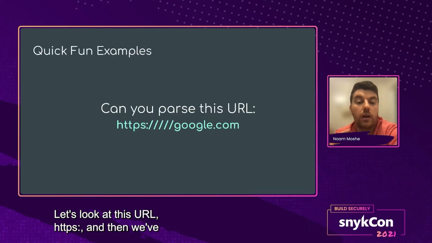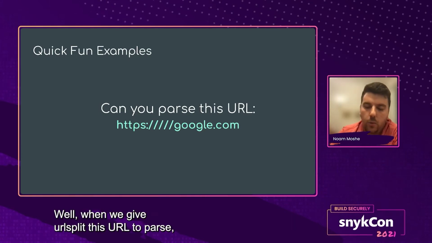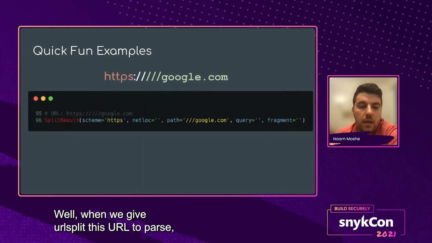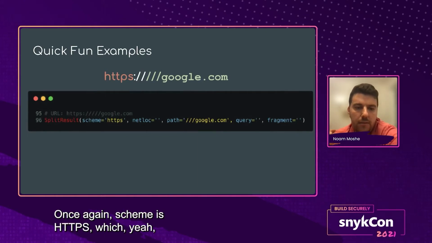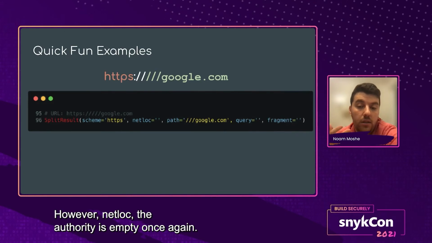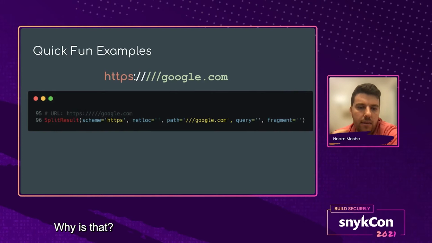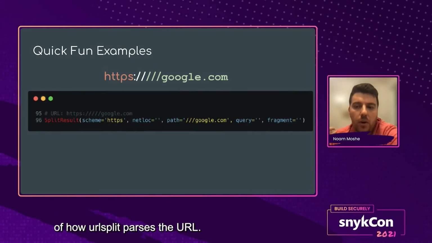Let's look at this URL, https: and then we've added multiple slashes to google.com. Well, when we give urlsplit this URL to parse, we find out that once again it was confused. Once again, the scheme is HTTPS, which is correct. However, the netloc, the authority, is empty once again. Why is that? The reason the netloc is empty is because of how urlsplit parses the URL.